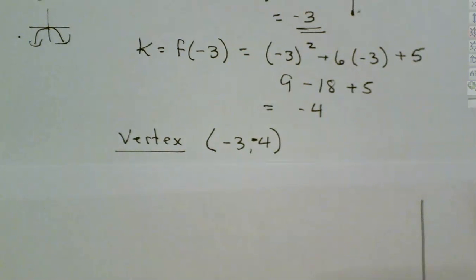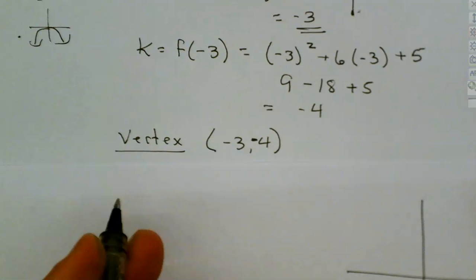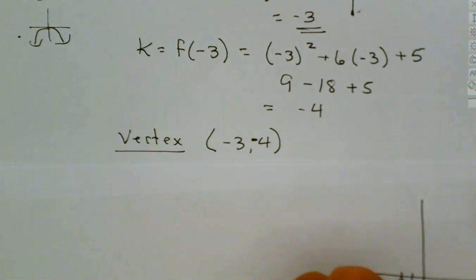And let's first just go ahead and plot our vertex. So where's our vertex at? It's at -3 and back 4, or sorry, down 4. Right? So that's going to be right here.